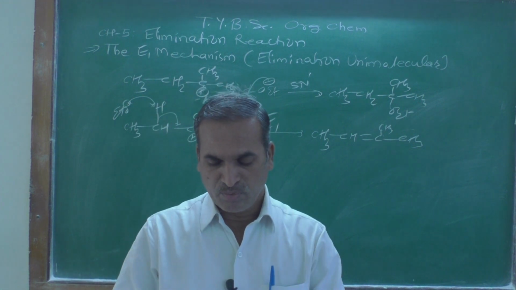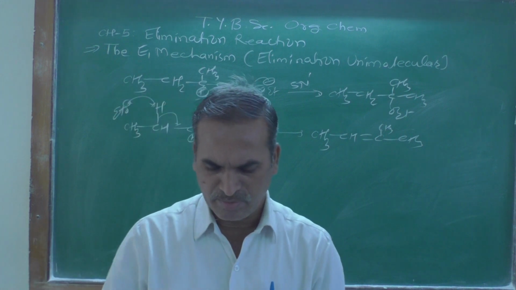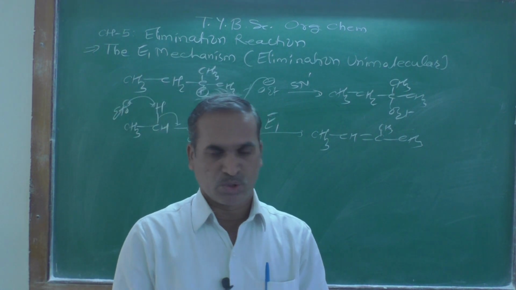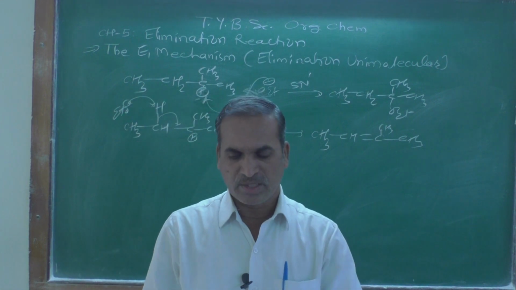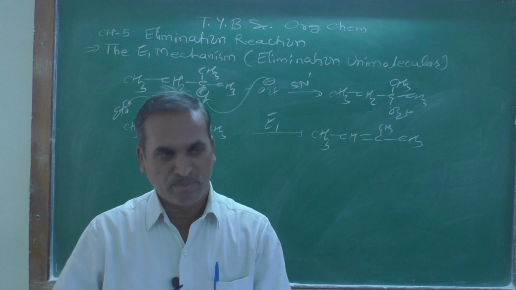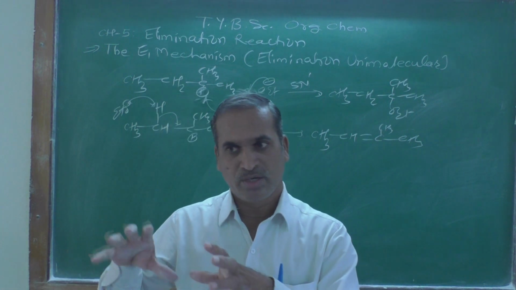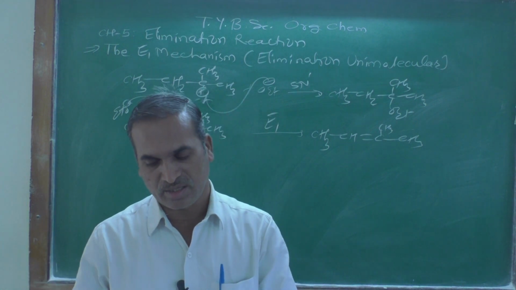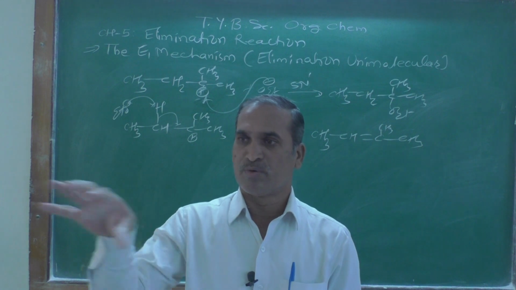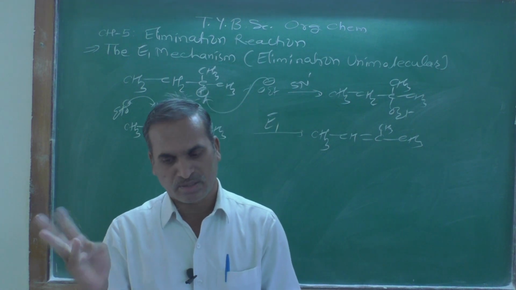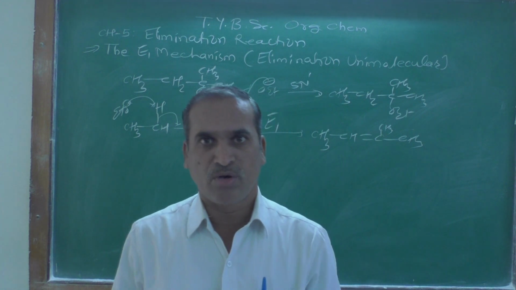So in this way we have seen the mechanism of E1. I think tomorrow we will see the evidences of the E1 mechanism, similar to the E2 mechanism. There we saw three evidences, and here for E1 also we are going to see some evidences. I think there are four evidences that we will see in the next lecture. Thank you. Have a nice day.